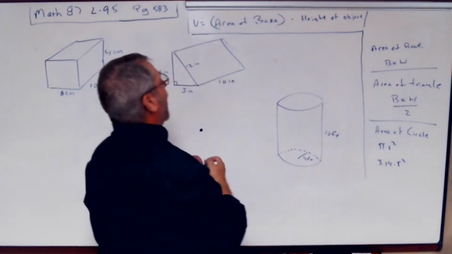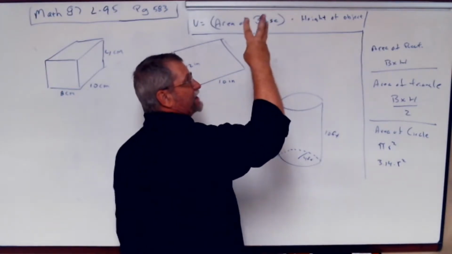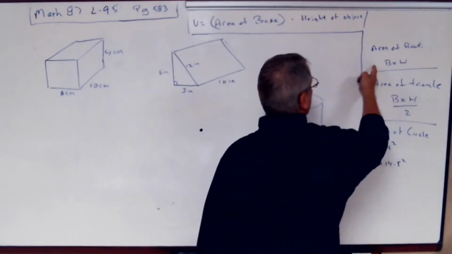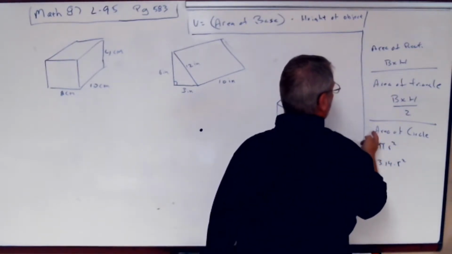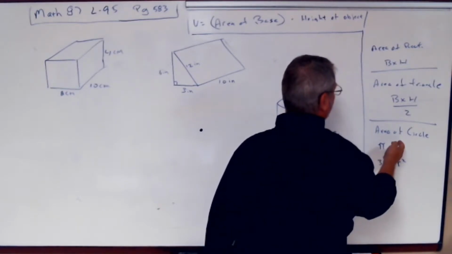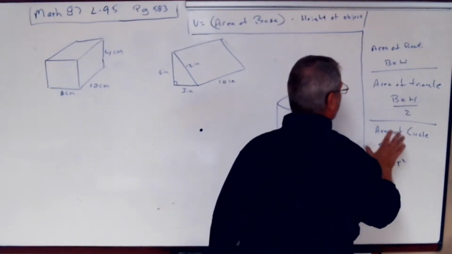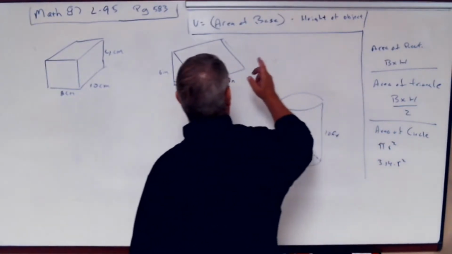Now, to know what the area of the base is, I have three choices, because we only know three things. Area of a rectangle is base times height. Area of a triangle is base times height divided by 2. Area of a circle is pi times radius squared, 3.14 times radius squared, okay? Area is always squared. Volume is always cubed.